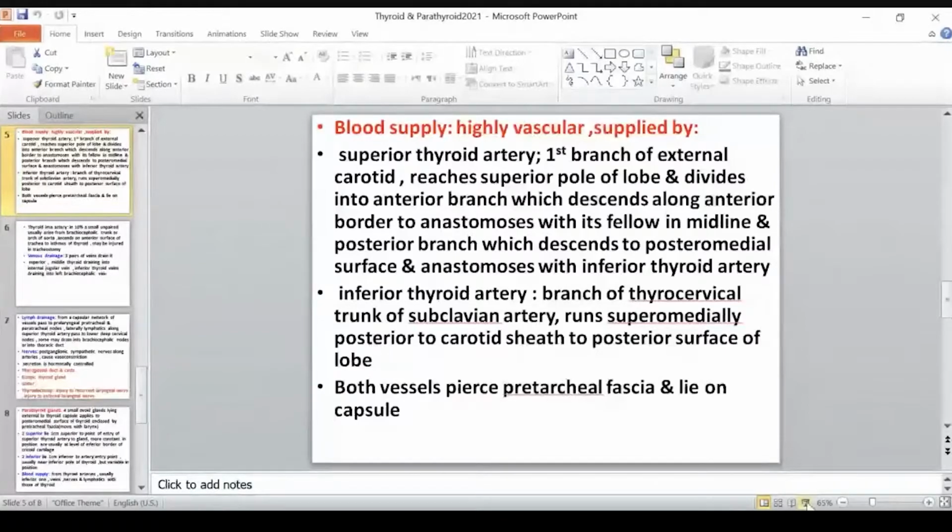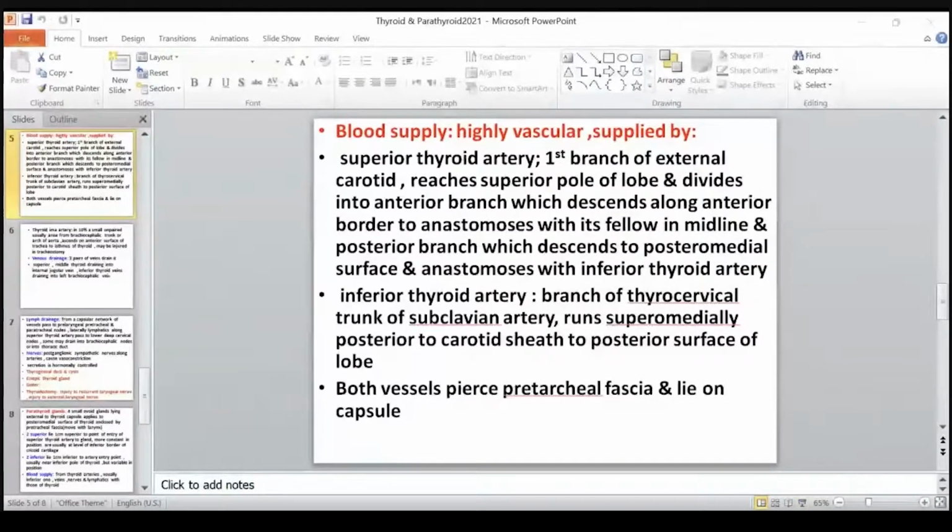So blood supply again: the gland is endocrine, so it's highly vascular because it has no ducts. It pours its secretion directly into the bloodstream. It's supplied by the superior thyroid artery, the first branch of the external carotid artery. It reaches the superior pole of the lobe and divides into an anterior branch, which descends along the anterior border to anastomose with its fellow in the midline, and a posterior branch, which descends to the posteromedial surface and anastomoses with the inferior thyroid artery.